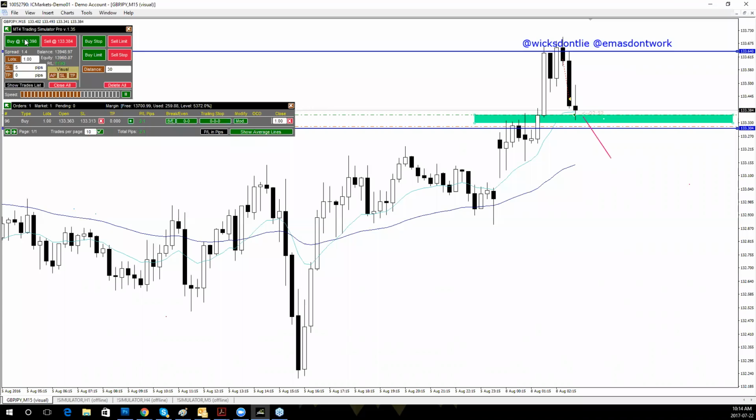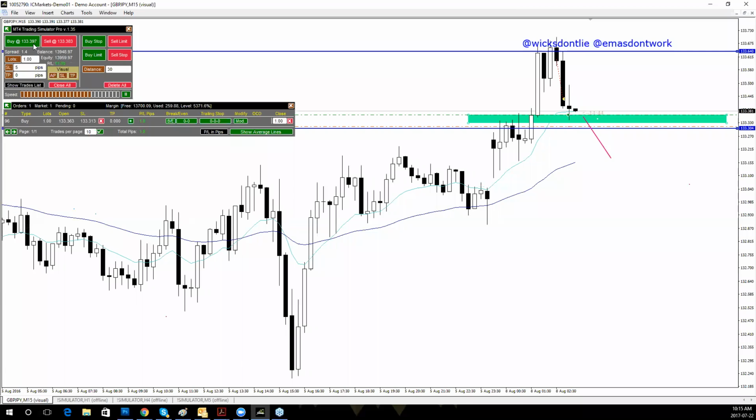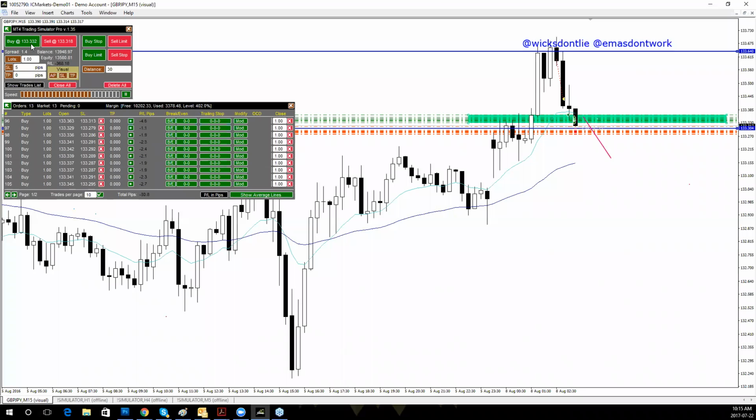No, it's not breaking support. No, it's going up. We just need better entries on it. If this closes bearish, it's going down to test support again. Okay. Take buys here. Take buys.